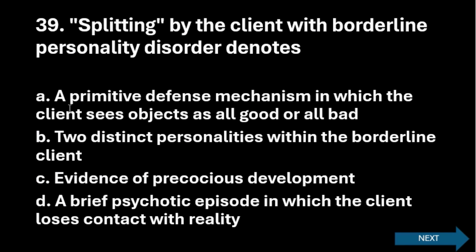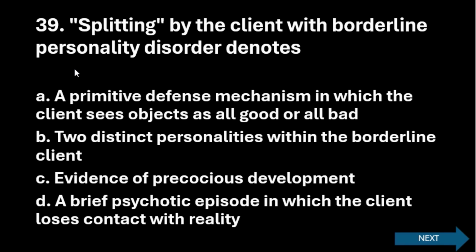Splitting by the client with borderline personality disorder denotes: option A, a primitive defense mechanism in which the client sees objects as all good or all bad. Option B, two distinct personalities within the borderline client. Option C, evidence of precocious development. Option D, a brief psychotic episode in which the client loses contact with reality.